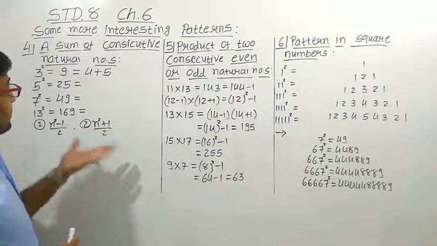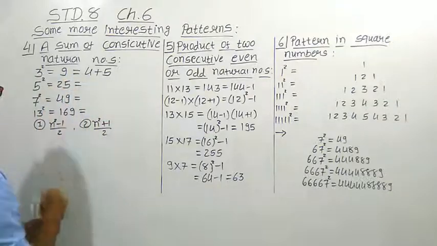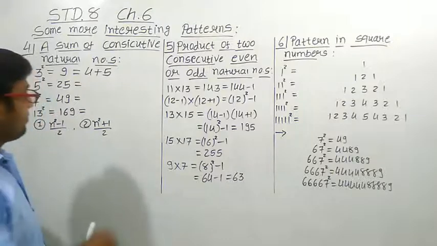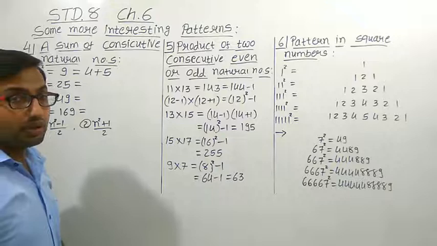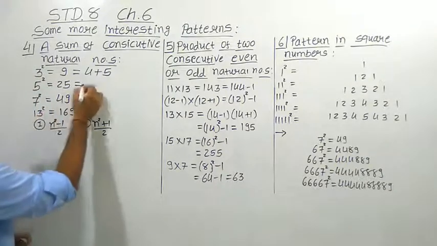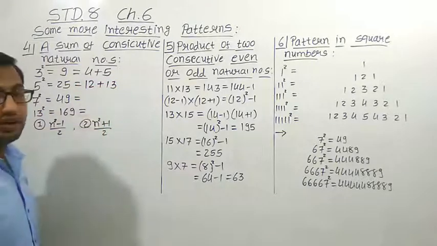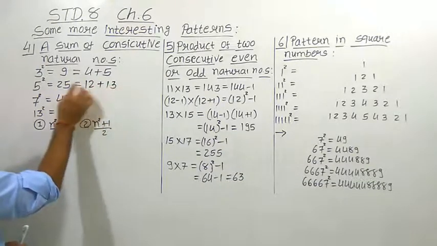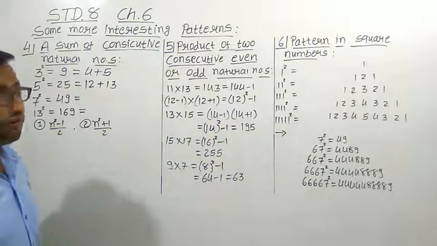So this kind of pattern we can see. See, 5 square is what? 25. 25 is the sum of which two consecutive numbers? If we add 12 with 13, we get 25. So 12 plus 13, the addition of two consecutive numbers, is 25, and that is a perfect square number, which is the square of 5.